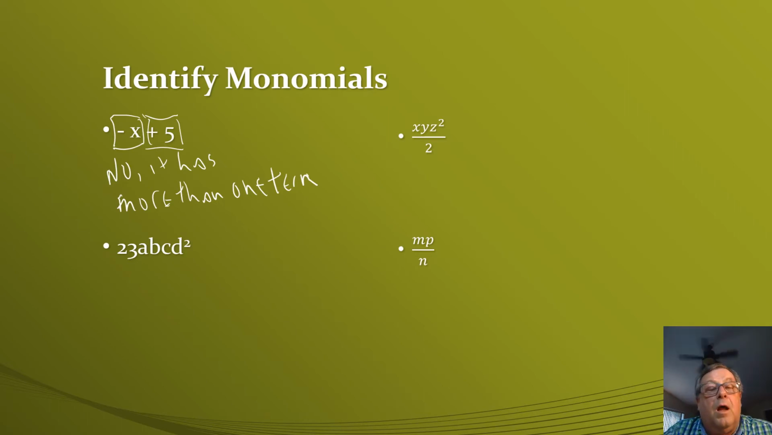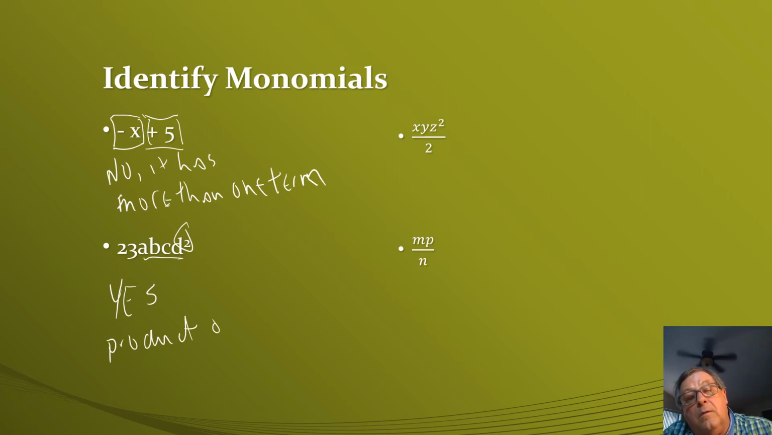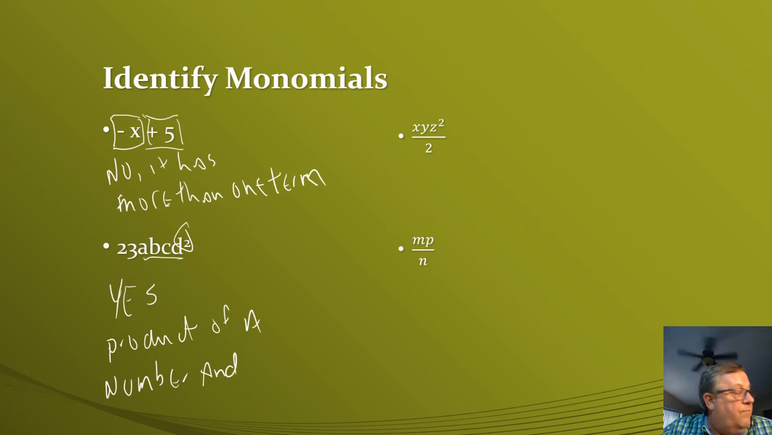All right, let's look at the one below. 23 times ABCD squared. Well, this is the product of a number and one or more variables, actually four variables here. And one of those is actually raised to the power of 2, squared. And so, yes, this is a monomial. It is the product of a number and variables.